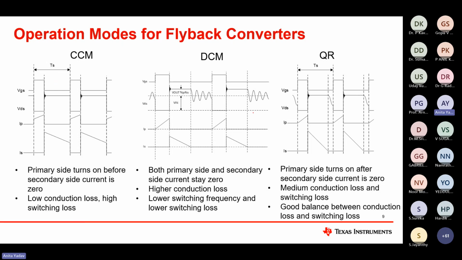Now coming to the DCM, the discontinuous mode of operation. What happens here is, when the FET gets turned off, the energy starts transferring from primary to secondary, and once it is completely transferred, there is still a time called the DCM ring time, in which there is no transfer or storage of energy within the converter. That's why it's called discontinuous mode of operation.